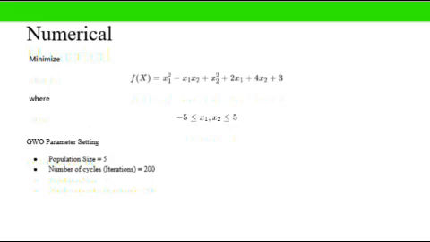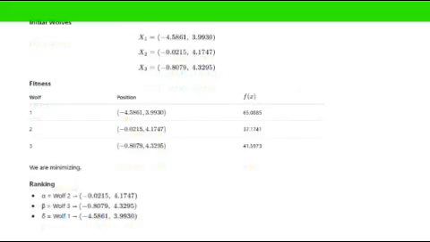Now let's look into the numerical, where we are given an objective function to minimize, where the bounds are between -5 and +5, the population size is 5, and the number of iterations is 200. The initial wolf positions are given and we find the fitness value of each wolf position. The wolf which has the least fitness value is considered the best, that is, the ranking of the wolves is wolf 2, wolf 3 and wolf 1.